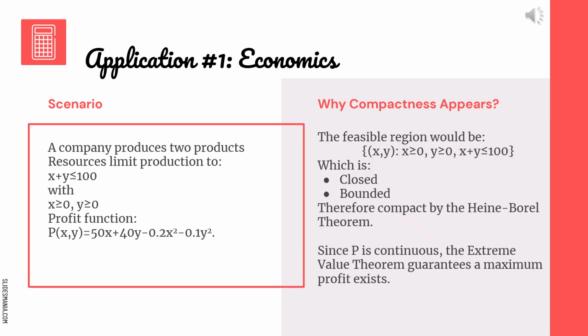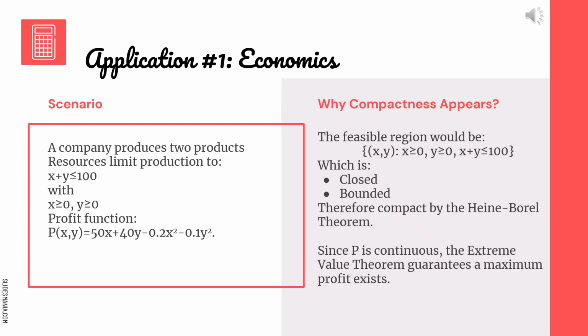Now, what would be the optimal solution for these two products to work? And why does compactness appear here? The feasible region will be where x and y are greater than or equal to zero, and together they are less than or equal to 100, which is closed and bounded.